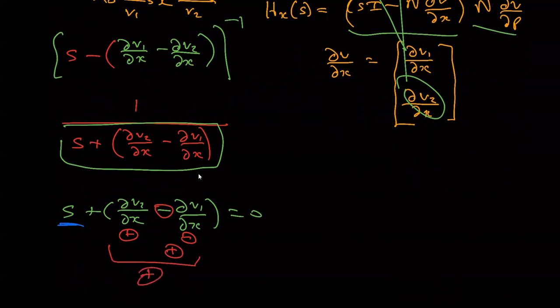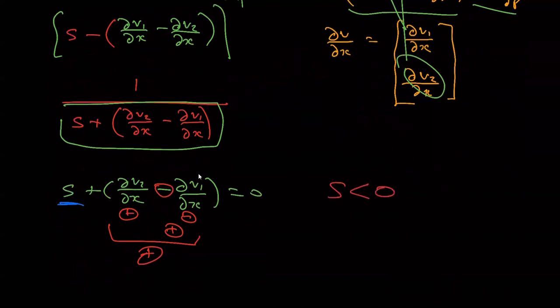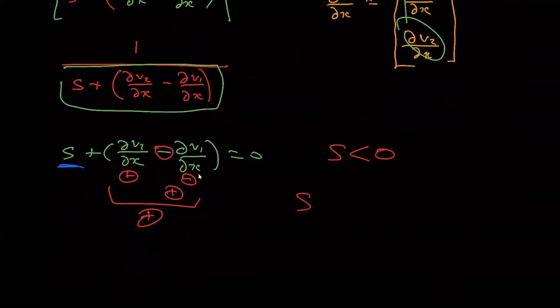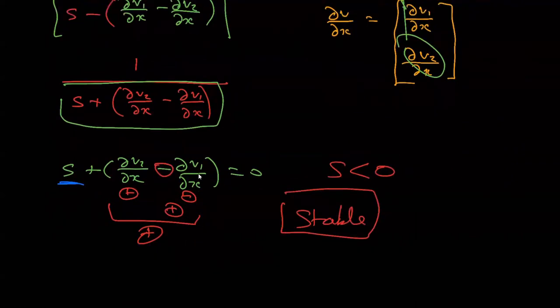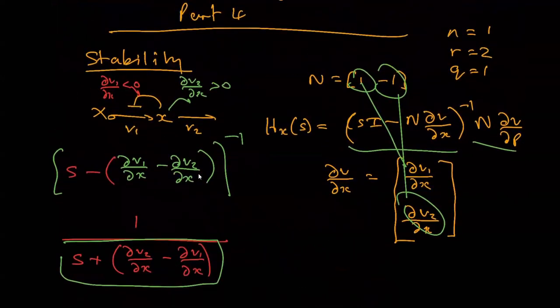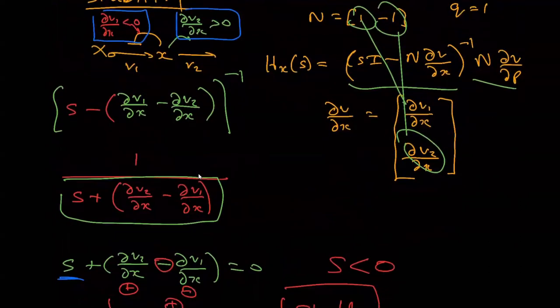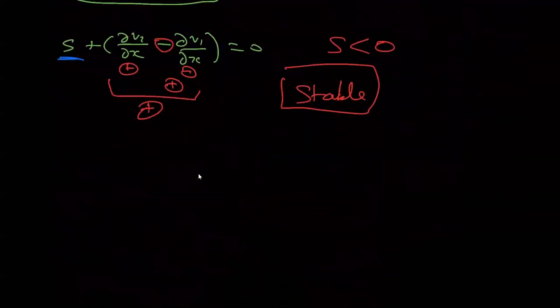So the root, there's only a single root. s must be less than 0, okay, in order for that to be satisfied. And since it's less than 0, it is stable. Always. So long as these two conditions are satisfied, this thing is always stable, all right, no matter what. So that was the easy one. So now let's go on to do the next one.